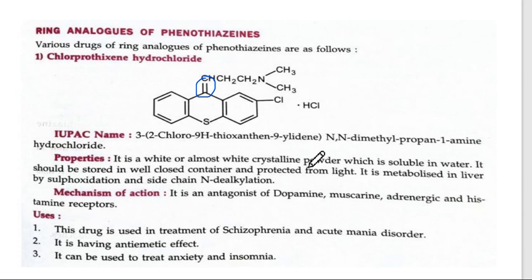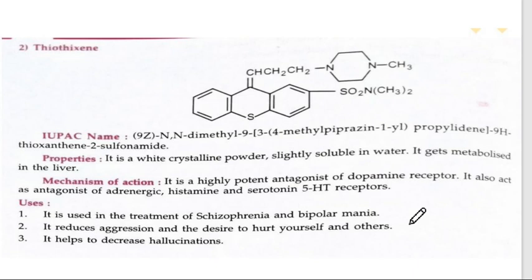It is a white, almost crystalline powder, which is soluble. It is metabolized, remember this, in the liver by sulfur oxidation of the side chain and dealkylation. It is again an antagonist of dopamine, muscarinic, adrenergic, and histamine receptors. These are used in the treatment of schizophrenia and acute mania disorders. Again, they have antiemetic effect and can be used in the treatment of anxiety and insomnia.